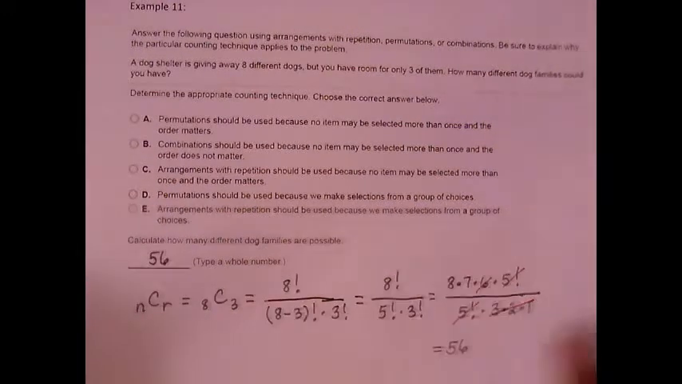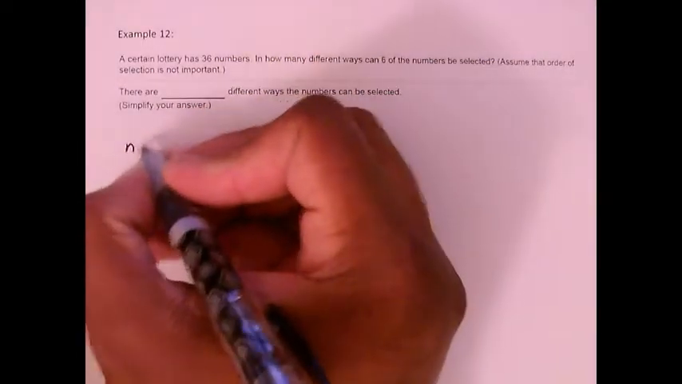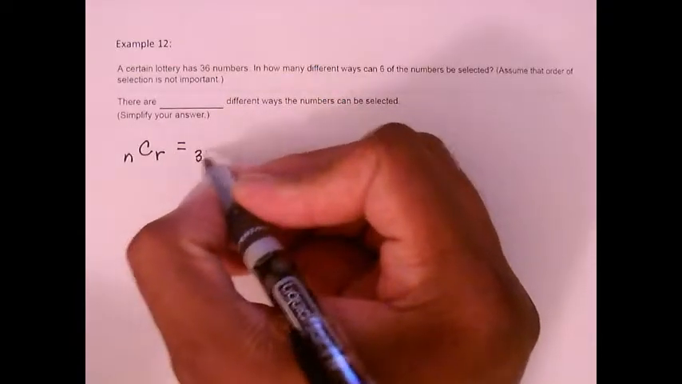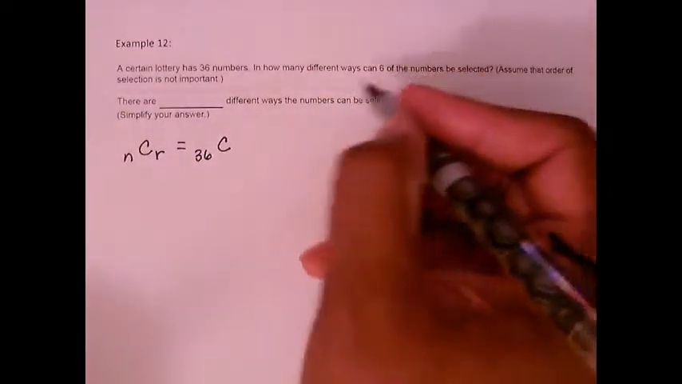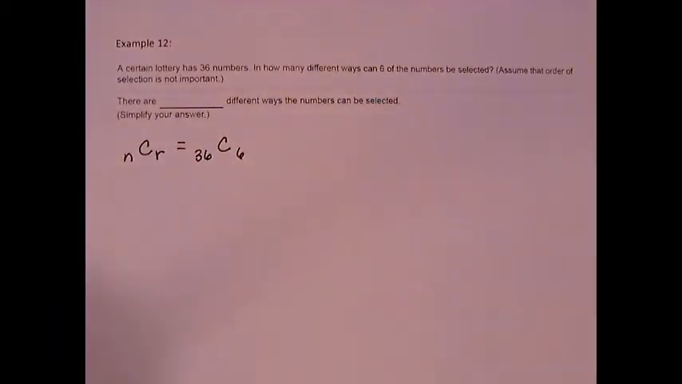Okay, and finally, a final example in this video. A certain lottery has 36 numbers. In how many different ways can 6 of the numbers be selected? Assume that order of selection is not important. So here the order is not going to be important, so that tells me we have a combinations problem. So here we've got to use nCr. Your n is going to be 36, and then you get to C, and we're finding out how many ways can 6 of the numbers be selected. That's your r, 6.